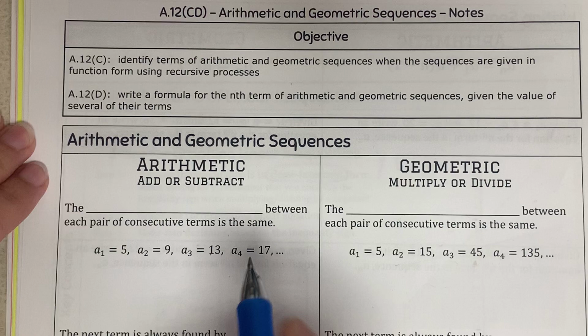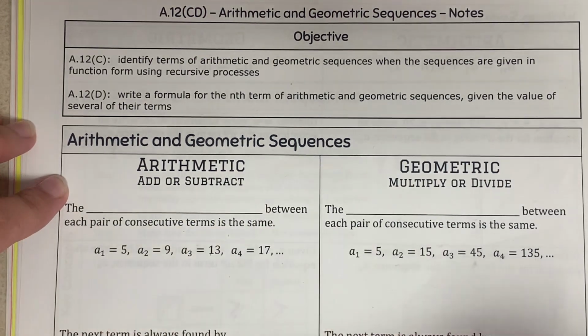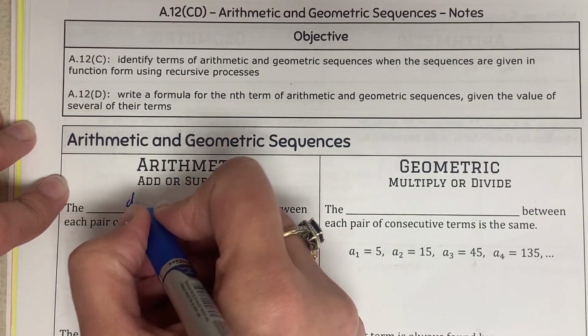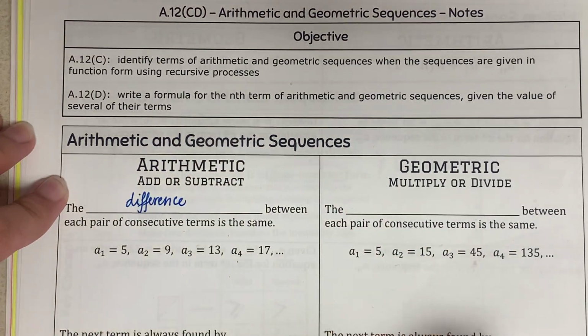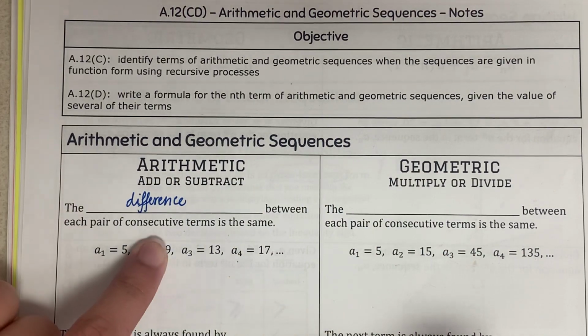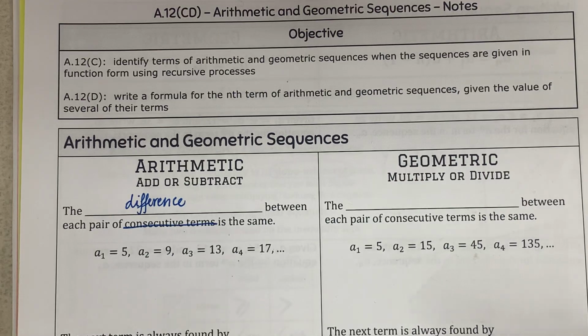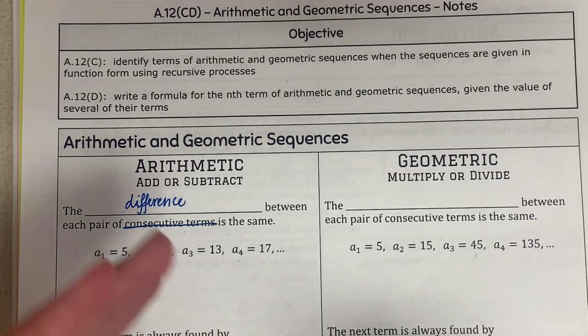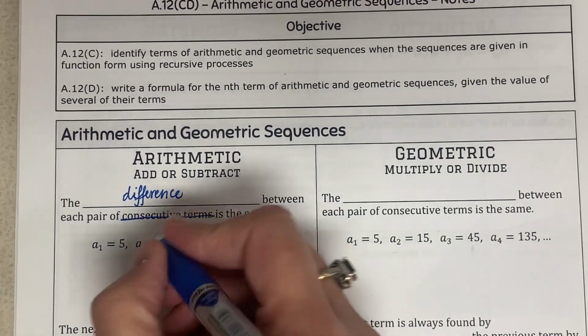Arithmetic: the difference between each pair of consecutive terms is the same. Consecutive means right next to each other. So the first and then the second, they're next to each other. That's what consecutive means, next to each other.